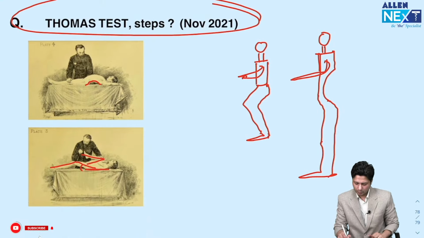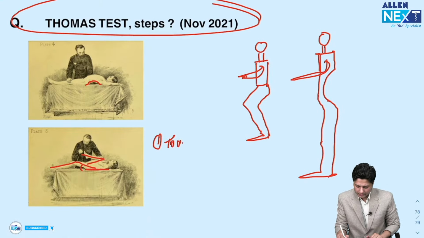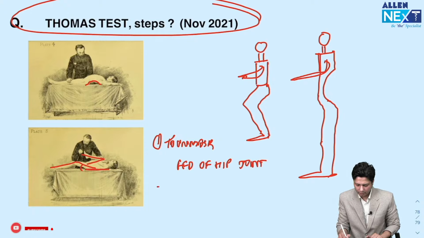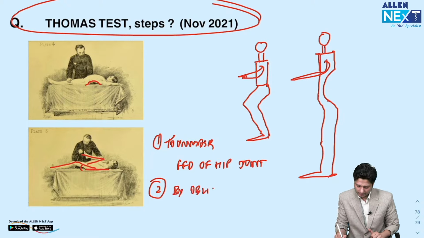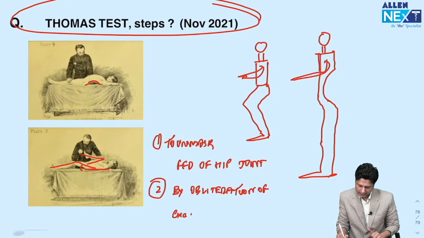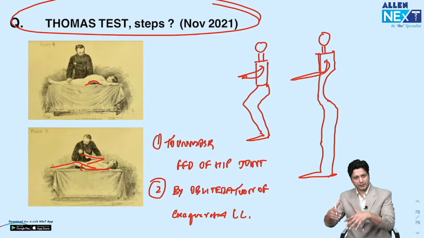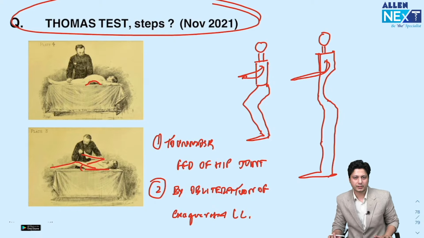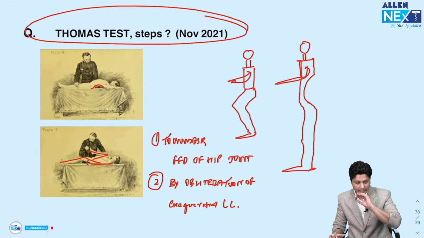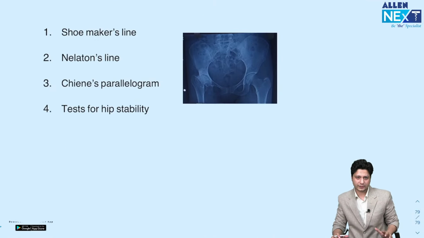So what is the Thomas test? Point number 1: it is to unmask the FFD of the hip joint. Unmask the fixed flexion deformity of the hip joint. How? By obliteration or correction of the exaggerated lumbar lordosis. By the correction of the exaggerated lumbar lordosis, this fixed flexion deformity of the hip joint is getting unmasked. So this is what the Thomas test is. Be aware, be ready for these kinds of questions also.